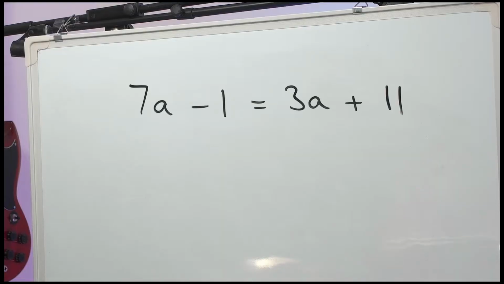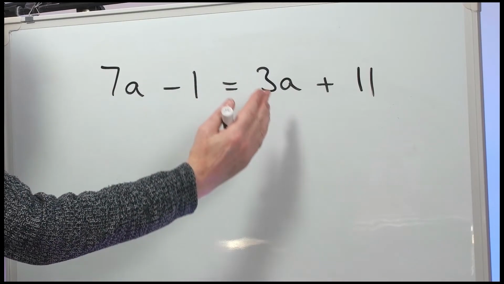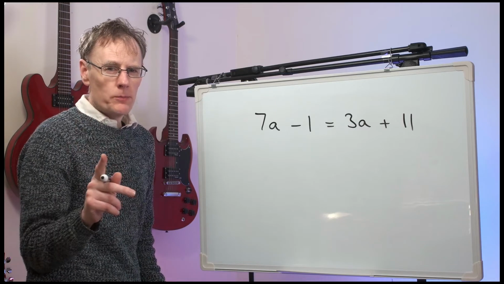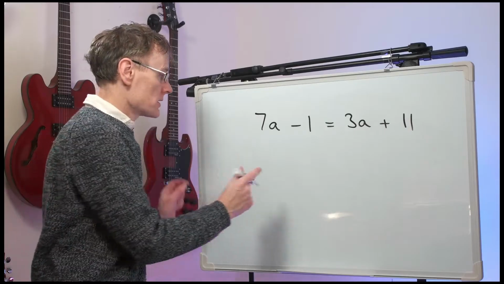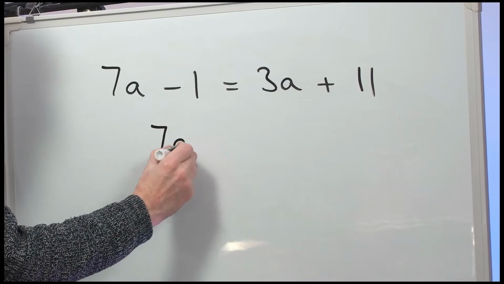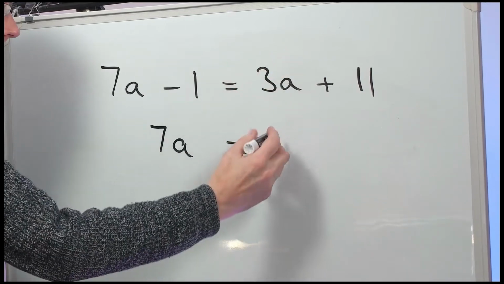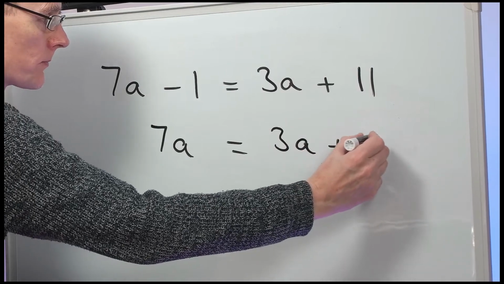Here's another equation. So, I want to end up with a on one side and a number on the other side. So I'm going to get rid of that minus 1. How do you get rid of minus 1? Well, you add 1. He's going to disappear. If I add 1 to this side, he's gone. So I must do the same thing to the other side. I'm going to add 1 to that side.